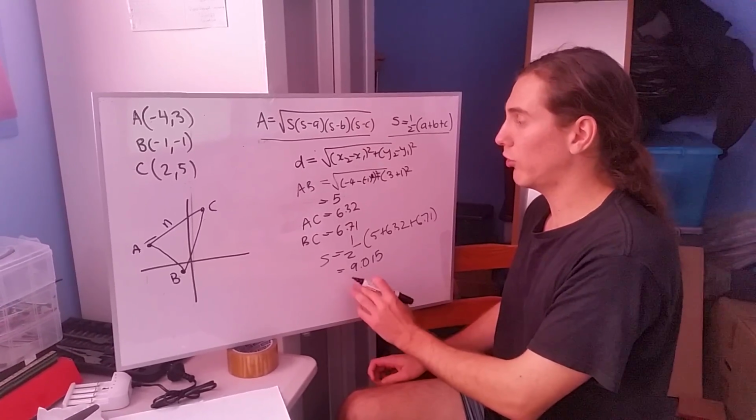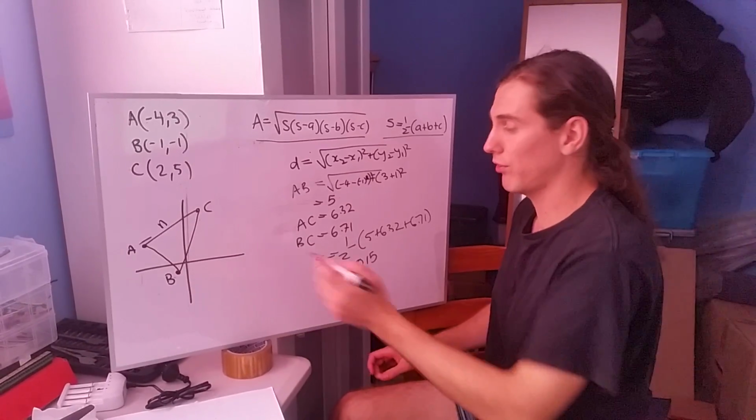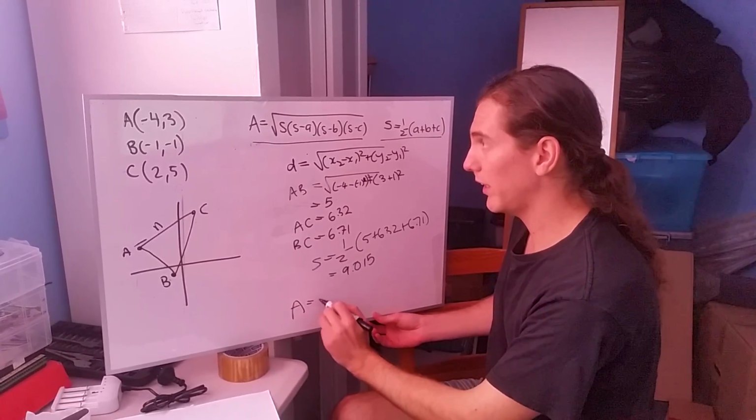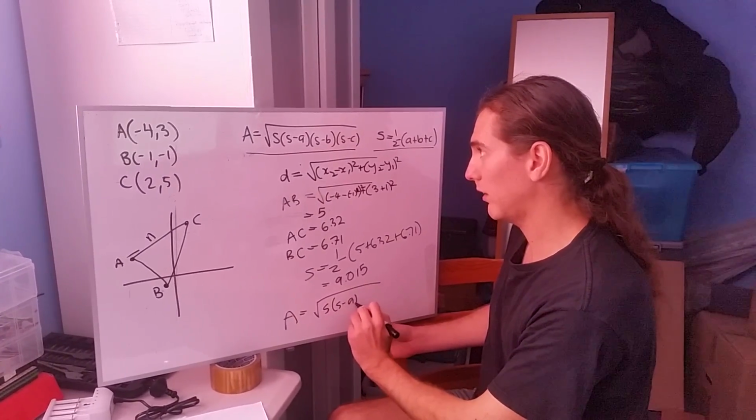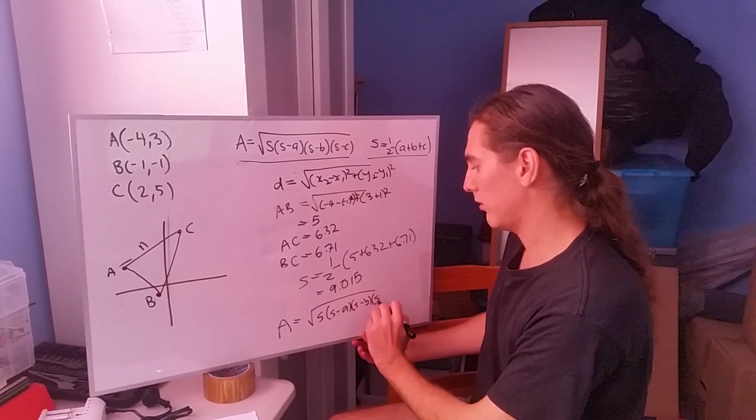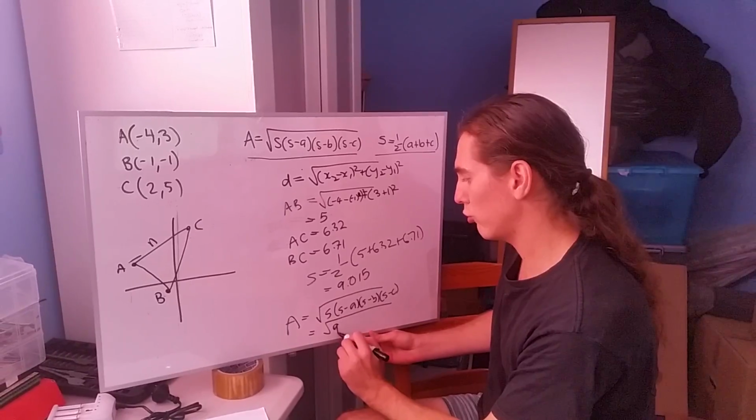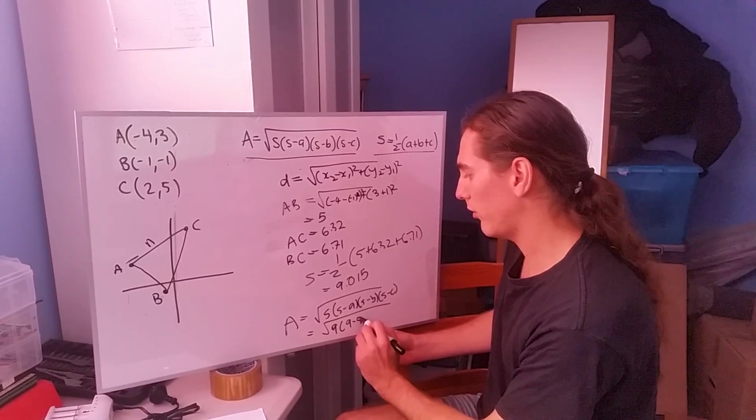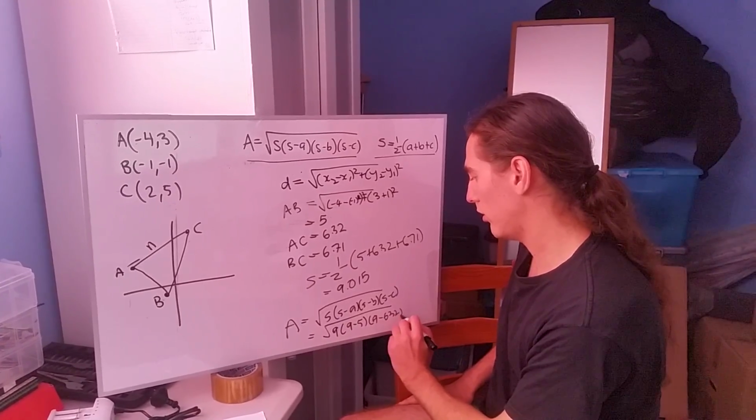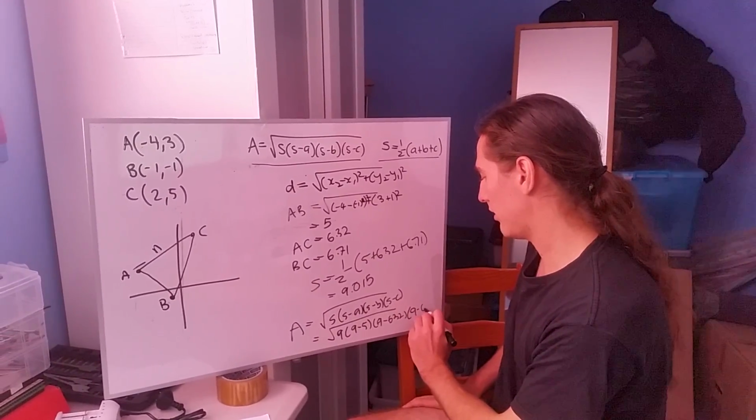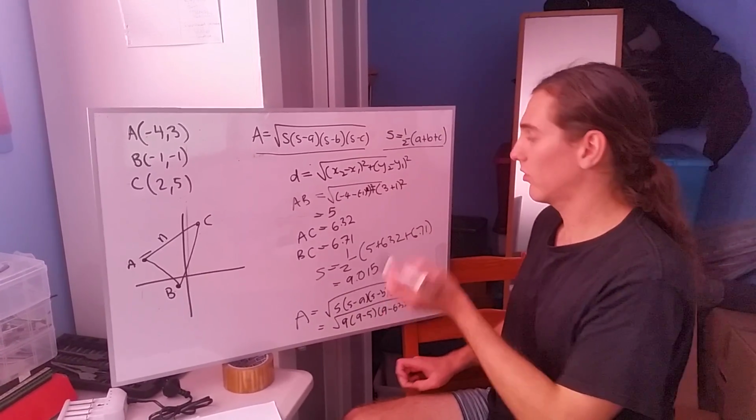Now that we've solved that and we've got all of the variables in the area equation we're trying to use, we simply go A equals the square root of s into s minus a, s minus b, and s minus c, which is done by the square root of, let's just assume that's a 9, so we have 9 minus 5, 9 minus 6.32, and 9 minus 6.71.